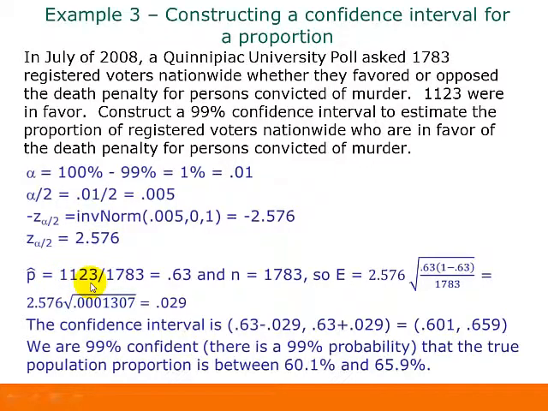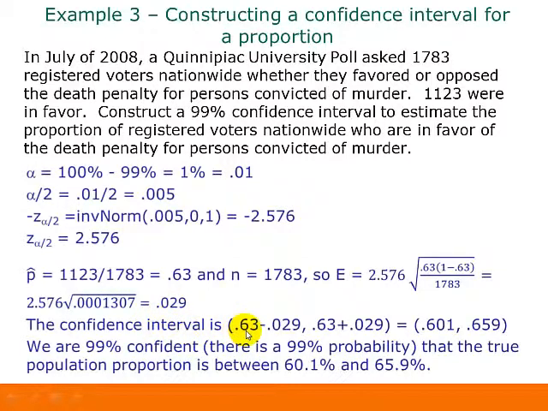It's the number that said they were in favor of the death penalty divided by the total sample size, so it's 1,123 divided by 1,783, so that's 0.63, and our n is our sample size. So our margin of error, if we calculate this, turns out to be 0.029.